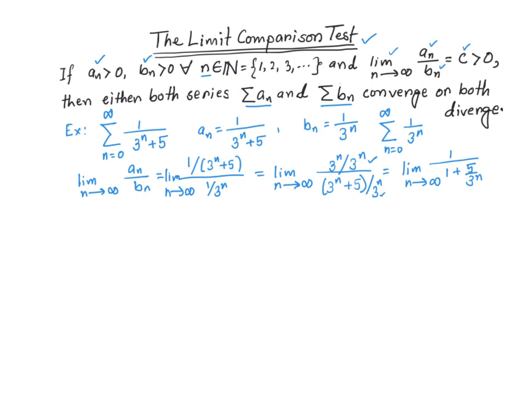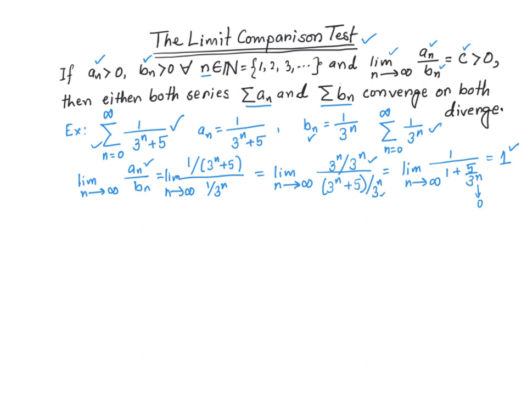Now, as you can see, as n approaches infinity, what happens to 5 over 3 to the power n? That's going to go to 0, right? So this ratio becomes just 1. So the limit as n approaches infinity of a_n over b_n is actually 1. But we know that the series b_n converges. So it must be the case that this series also converges. This one, summation n equals 0 to infinity, converges as well.